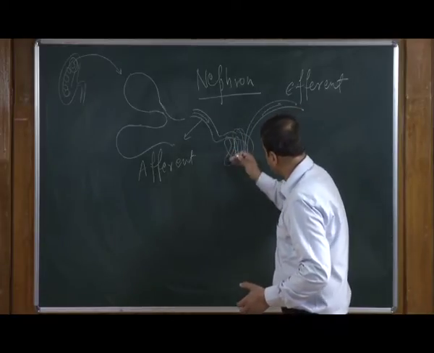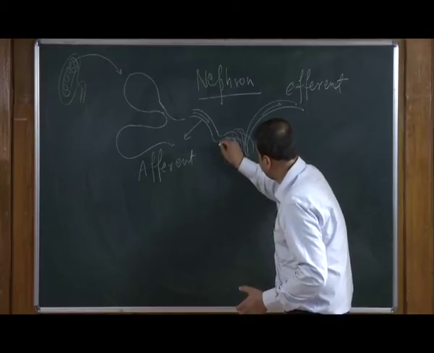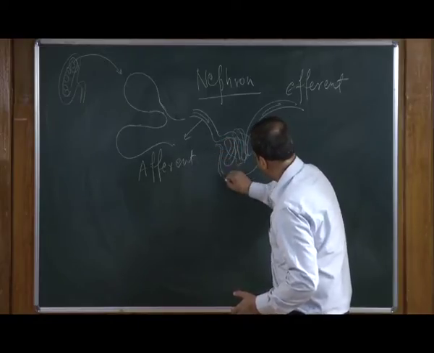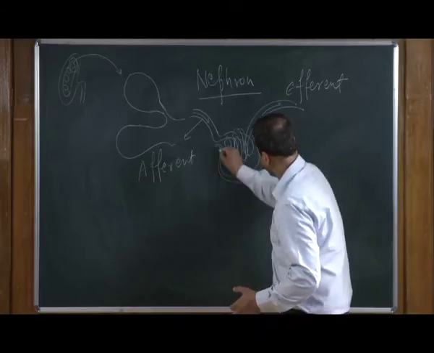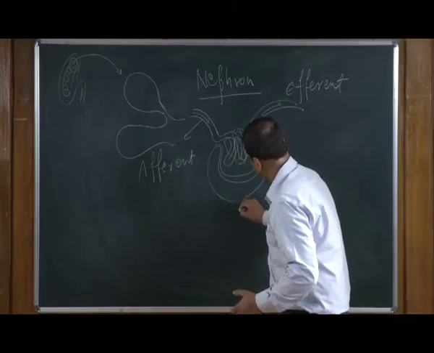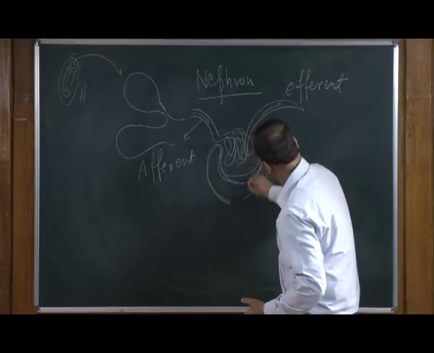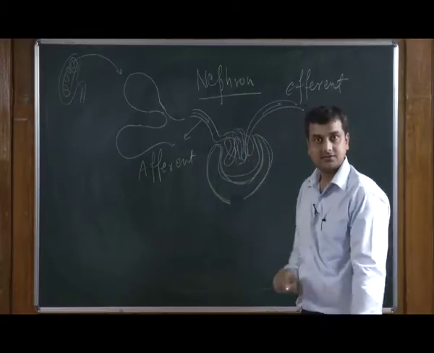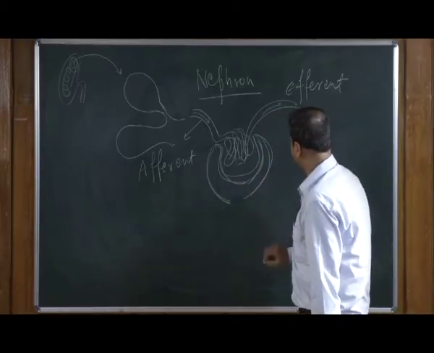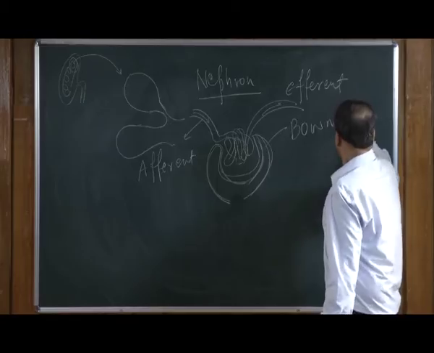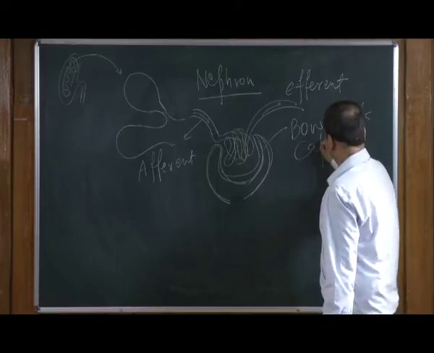So blood is coming and getting filtered in a very unique capsule-like structure. We will just draw it here, and we will see this capsule-like structure in detail later on. This capsule is called Bowman's capsule.